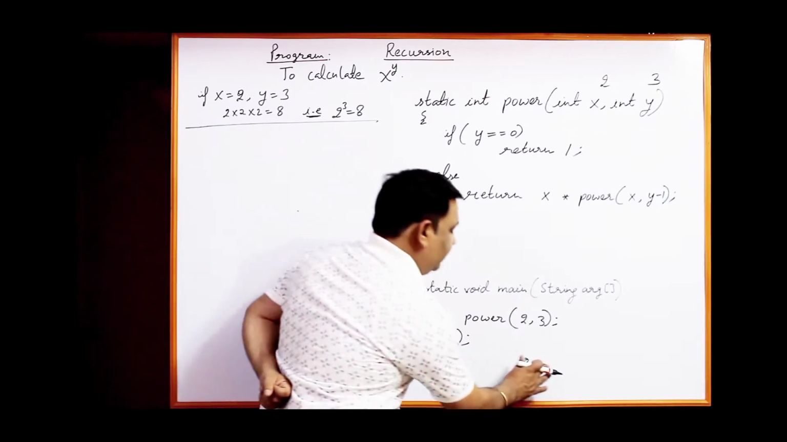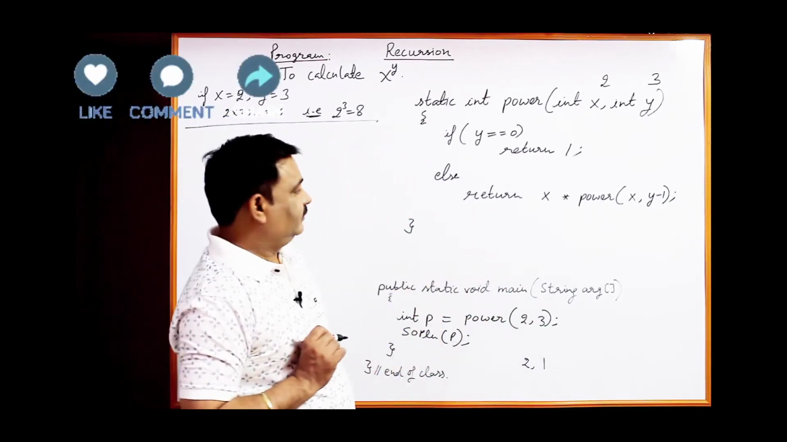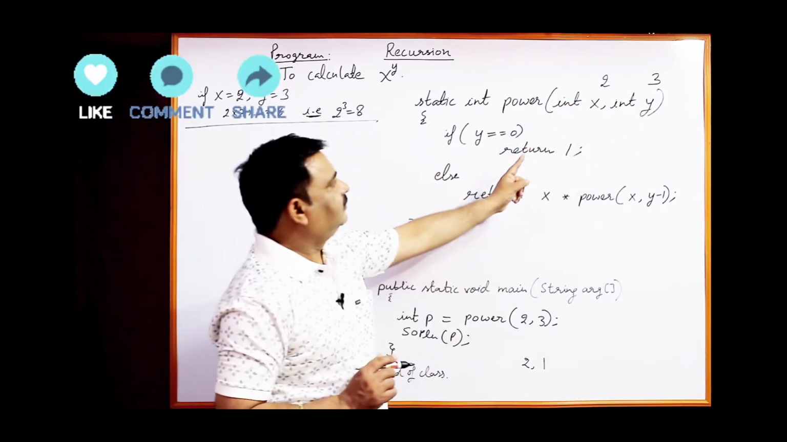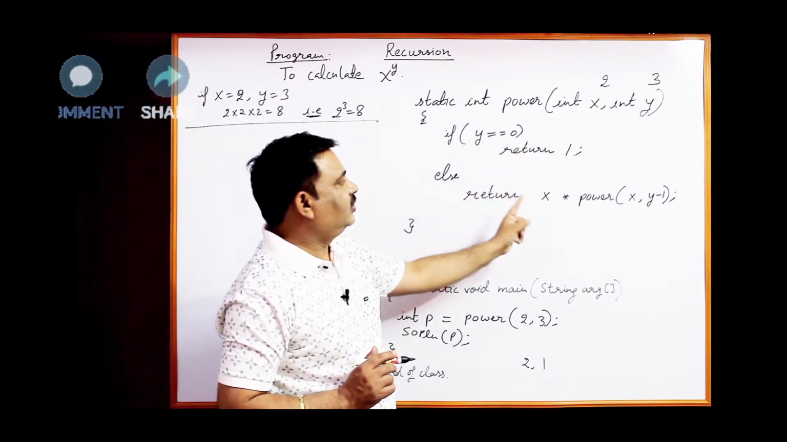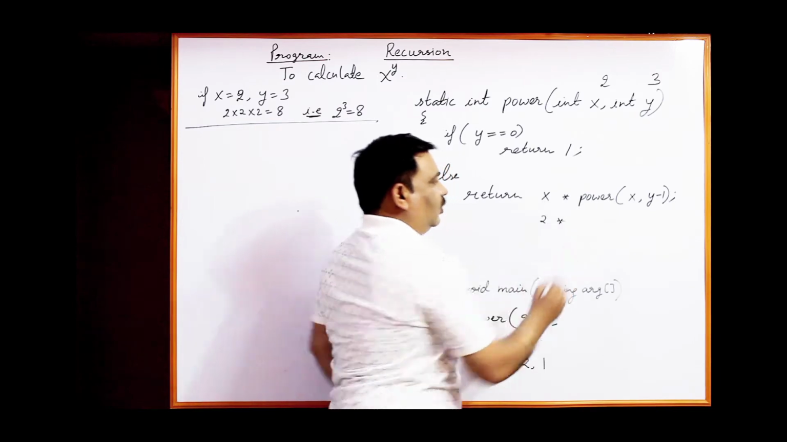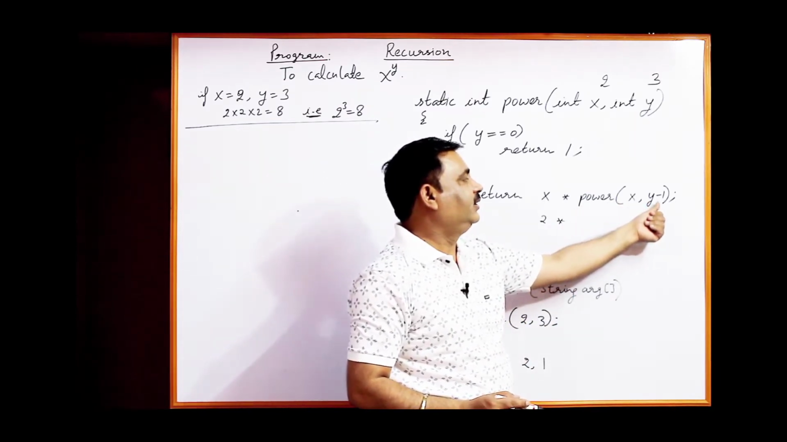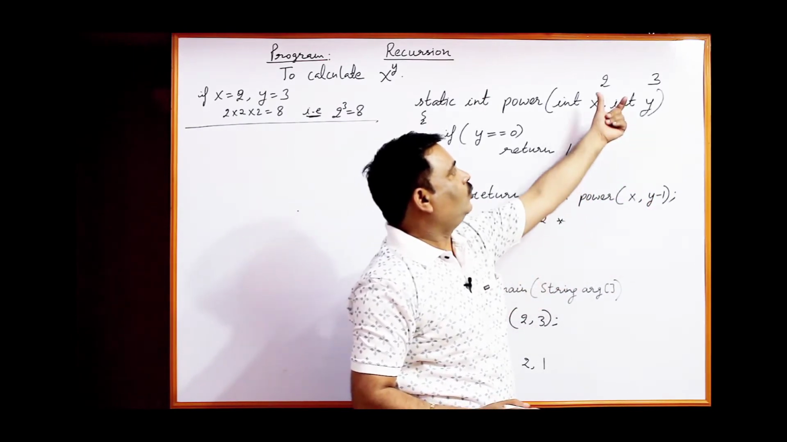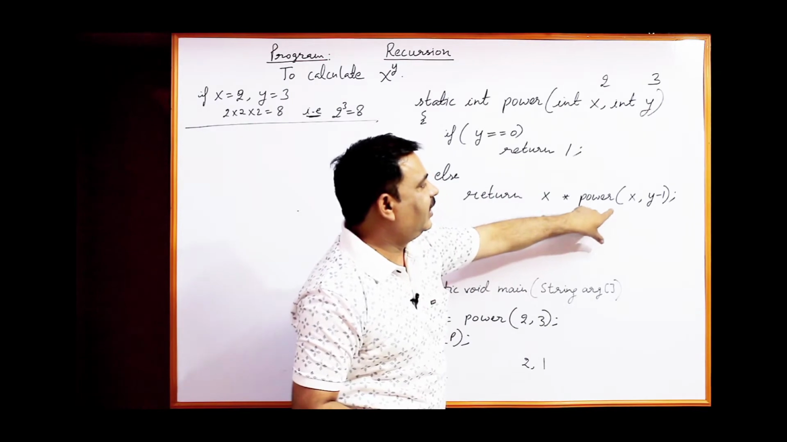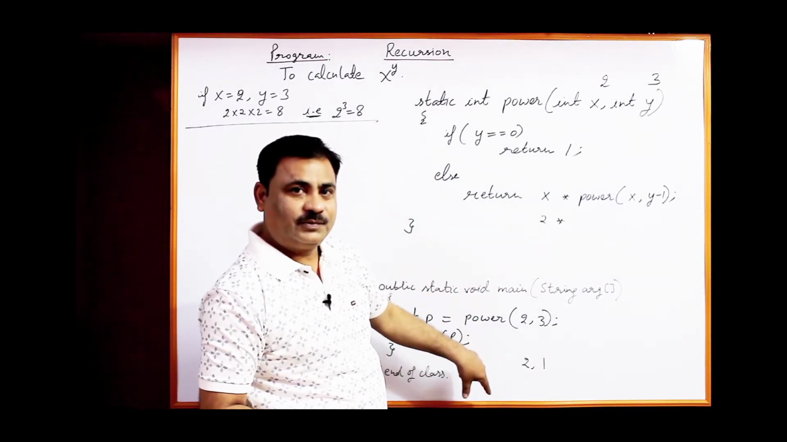Now suppose we pass 2 raised to power 1. First x is 2, y will be 1. So the condition is false, so it means 2 multiplied by the function call with x remaining 2 and 1 minus 1, 0. So again 2, 0. When y becomes 0, it will return 1 here, and 1 into 2 is 2. Finally it will return 2. 2 raised to power 1 is 2.